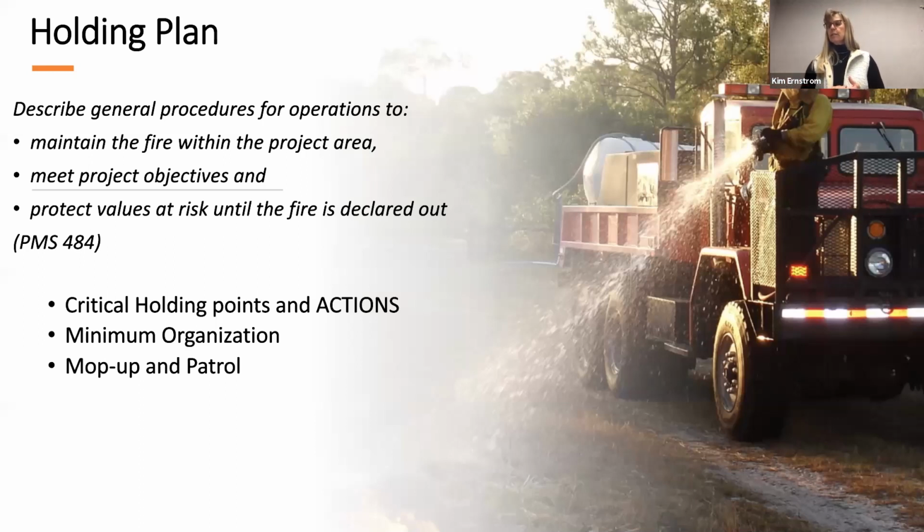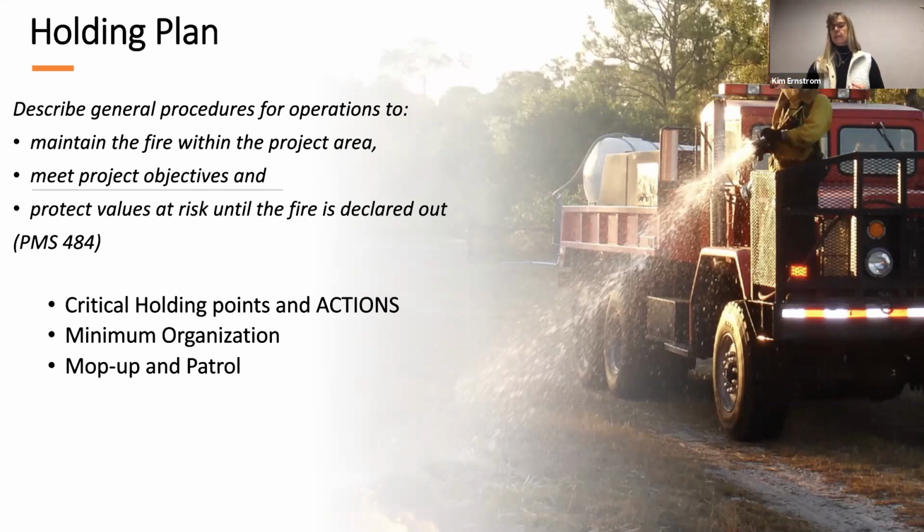It's the general procedures for maintaining the fire within the project area, right? And to meet our objectives and to protect any of those values. And in the holding plan, you need to point out your critical holding points. If you had to look at that map of fuel models and fire behavior, where would you put your finger to say, if I'm going to have a problem, this is the spot, or these are the 2 spots where I know I might have issues. So that's a critical holding point.